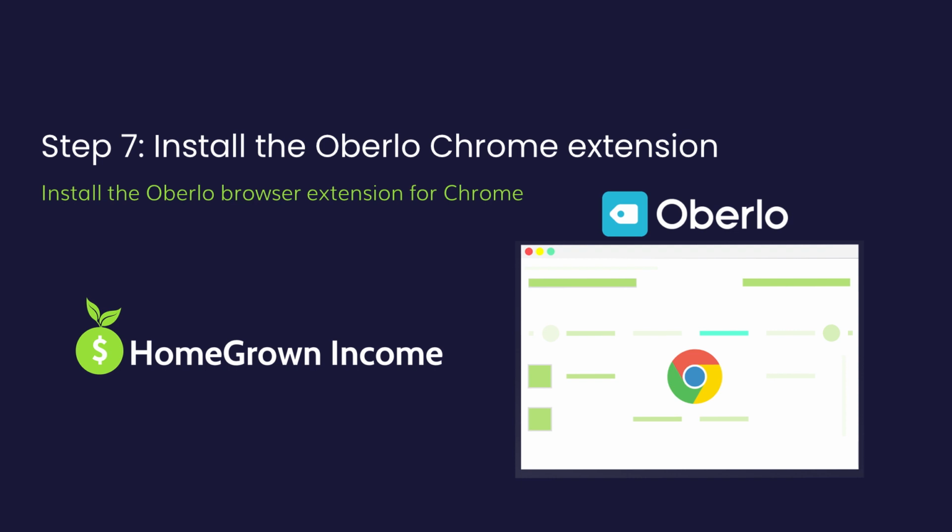If you want Oberlo to semi-automate your dropshipping store and help you fulfill orders, you can do this by adding products directly from AliExpress into your Shopify store. The easiest way to do this is by installing the Oberlo Chrome extension and using it to add products directly from AliExpress to your store.